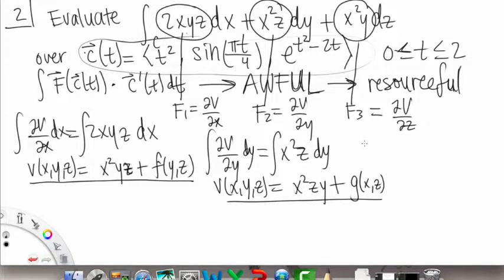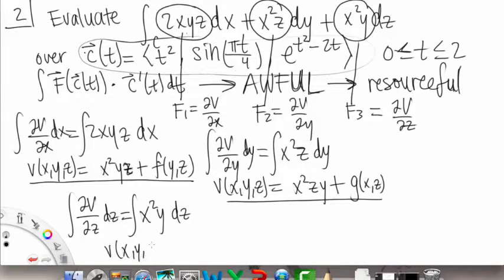And the final one: we compare partial v partial z with x squared y, and integrate with respect to z on both sides. We get another candidate function, x squared y times z plus some function of x and y alone. So these are our three candidate functions.